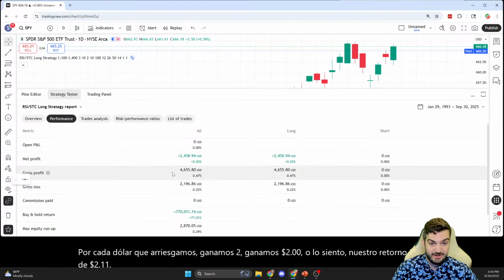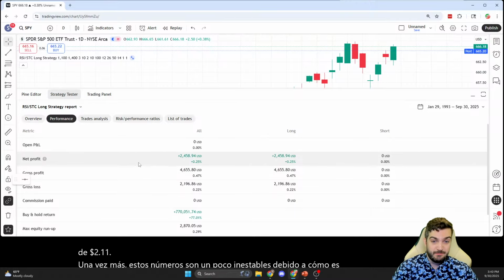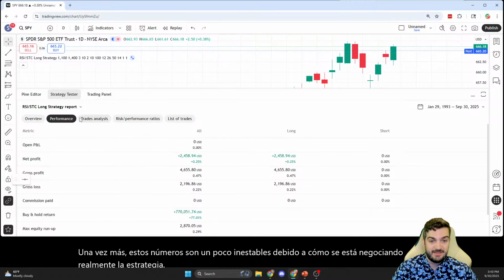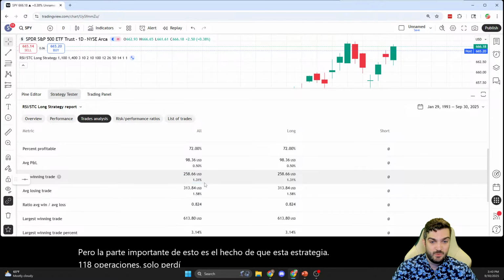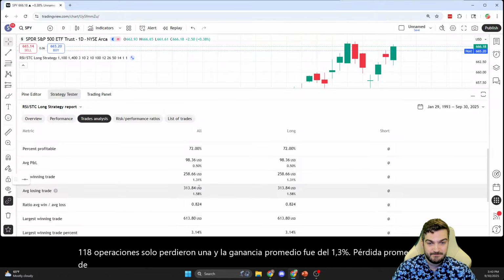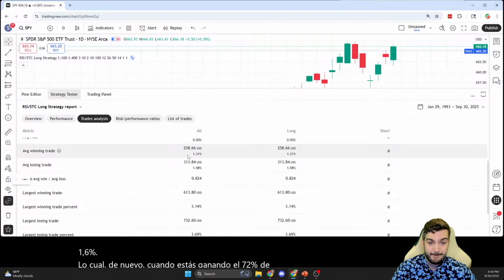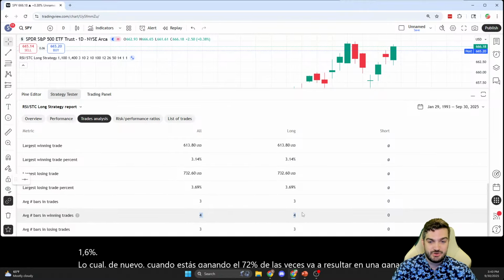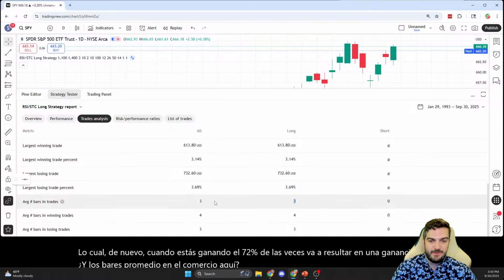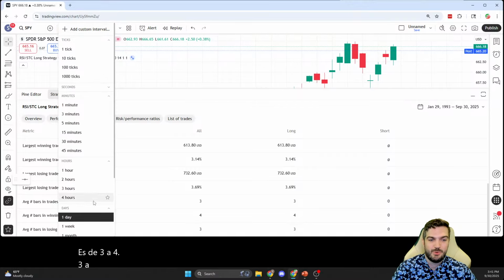Our average profit, again, these numbers are a little wonky because of how the strategy is actually trading. But the important part of this is the fact that this strategy won 18 trades, only lost 1, and the average gain was 1.3%, average loss 1.6%, which again, when you're winning 72% of the time, is going to result in a profit. And the average bars in trade here is 3 to 4. 3 to 4 bars now is 3 to 4 days.